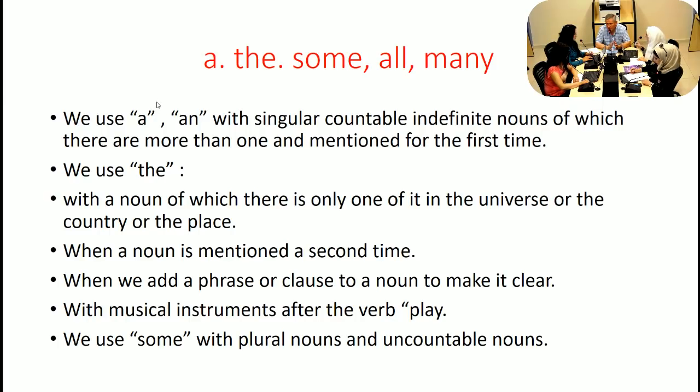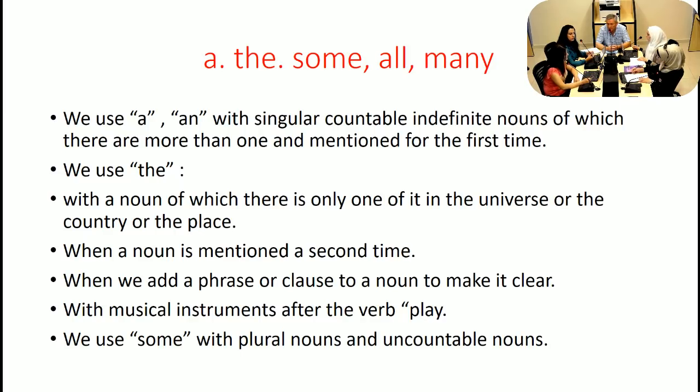Countable nouns, because uncountable nouns don't take a or an. Of which there are more than one, because when we have only one, we use the, the definite article. And mentioned for the first time, because when you mention something a second time, it becomes clear. For example, I need a chair, and we use an with nouns that begin with a vowel. For example, give me an apple.